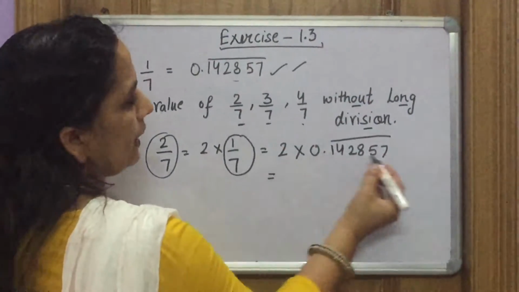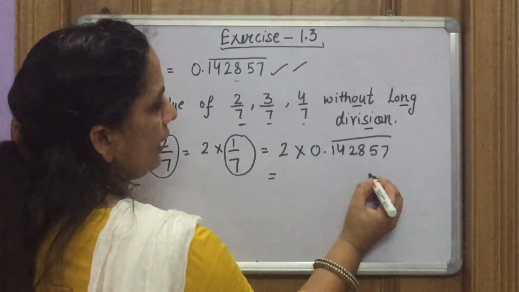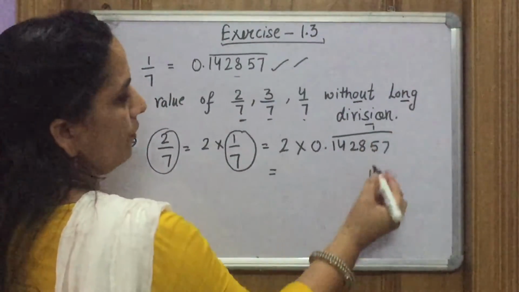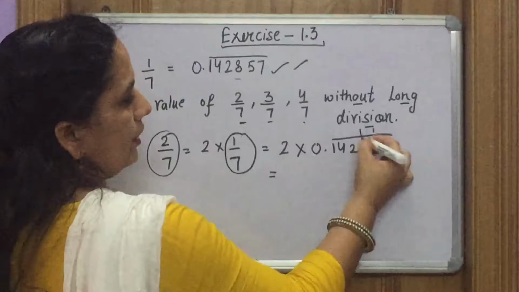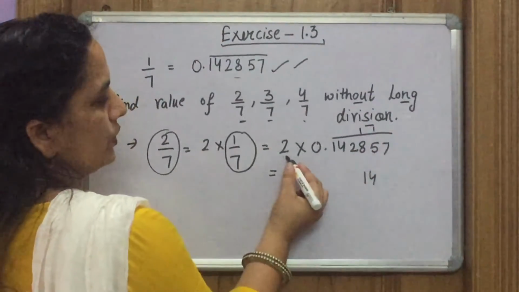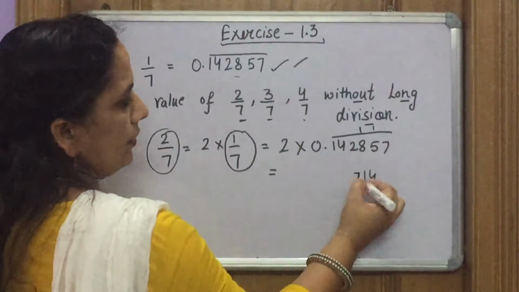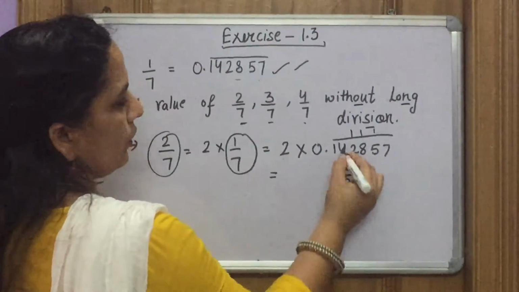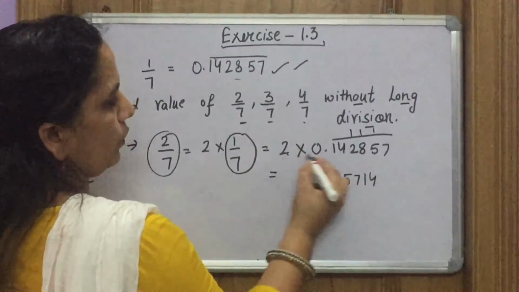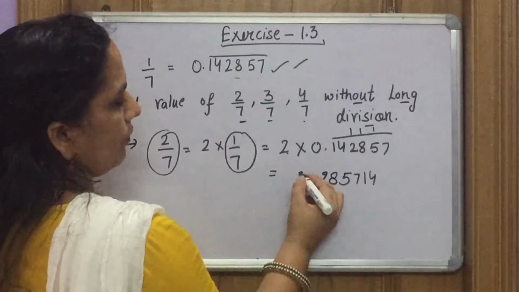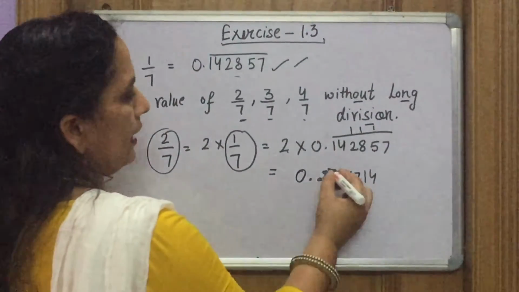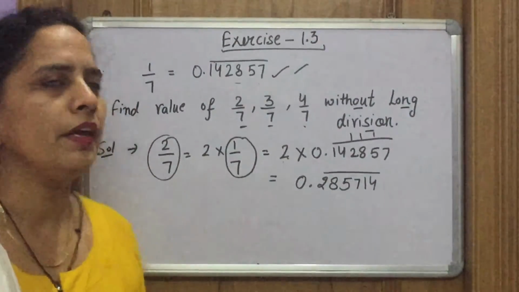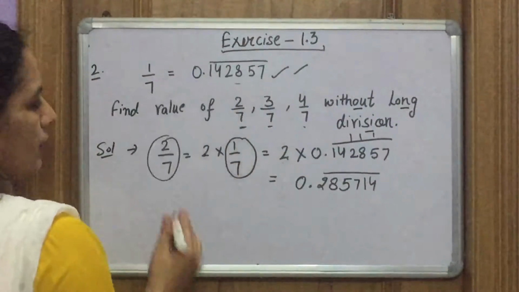So let's do the multiplication. 7 twos are 14, remainder will be 1, then 5 twos are 10 and 1 is 11, remainder will be 1, 8 twos are 16 and 1 is 17, remainder will be 1, 2 twos are 4 and 5, 4 twos are 8, 2 ones are 2, and here we have the decimal and then the bar. So this is the value of 2 by 7 by using this value.